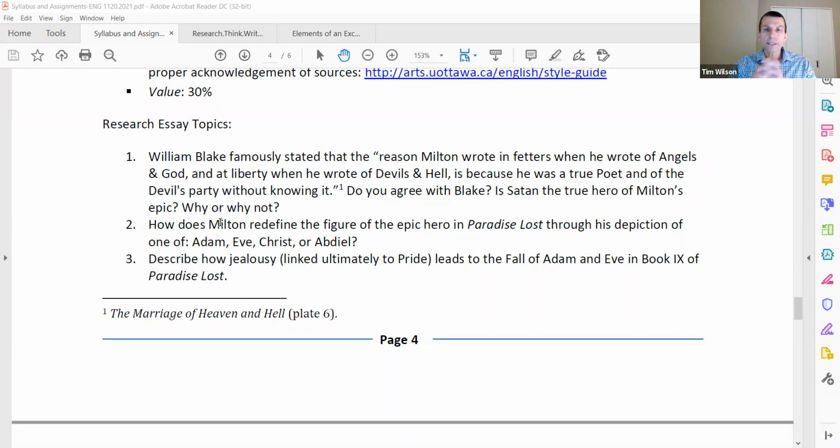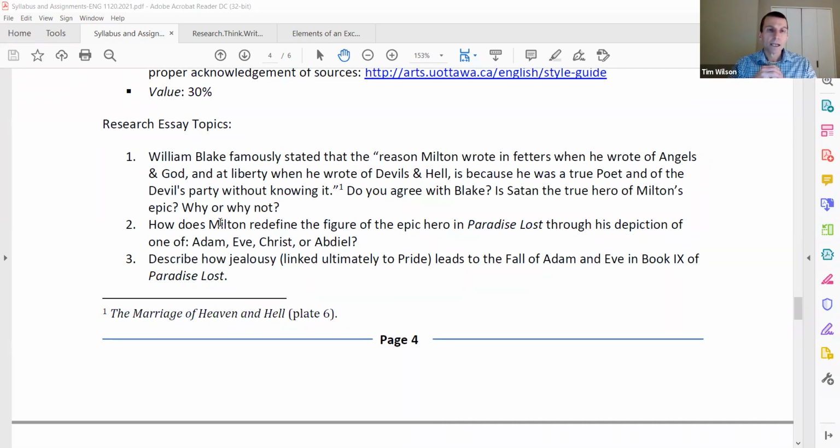So do we agree with Satan? Is Satan the true hero of Milton's epic? Why or why not? So a simple question there. That should be broad enough. You don't have to go into the Blake part. That's just kind of flourish at the beginning. You don't have to know Blake. What you're studying is Milton there. So is Satan the true hero of Milton's epic?